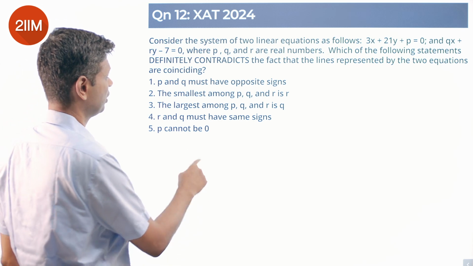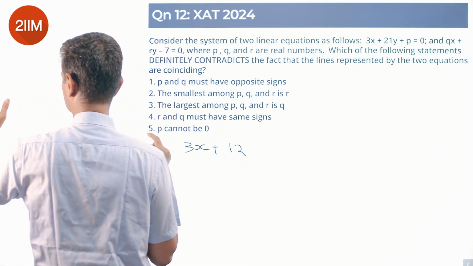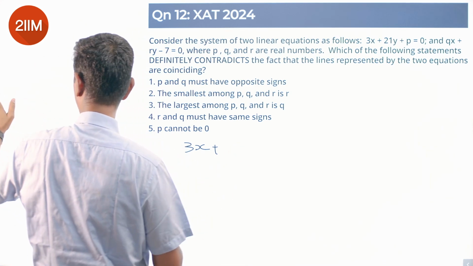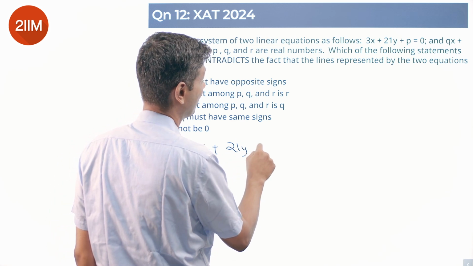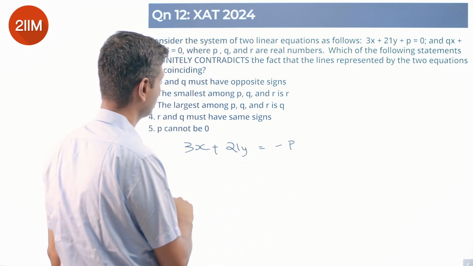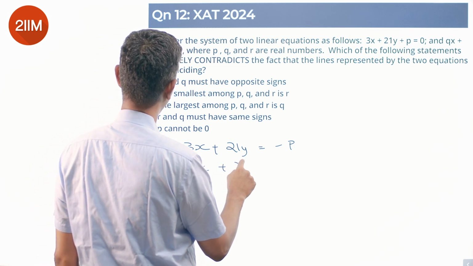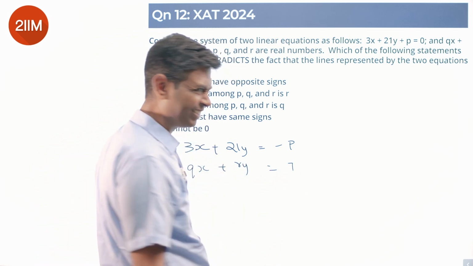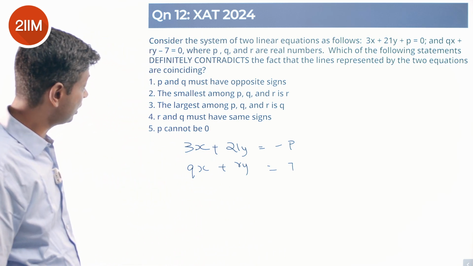I'm going to start with this. I'm going to say 3x plus 21y equal to minus p, qx plus ry equal to 7. I'm not saying dyslexia flippantly, it just slipped out. Don't worry about that. So p, q and r are real numbers.